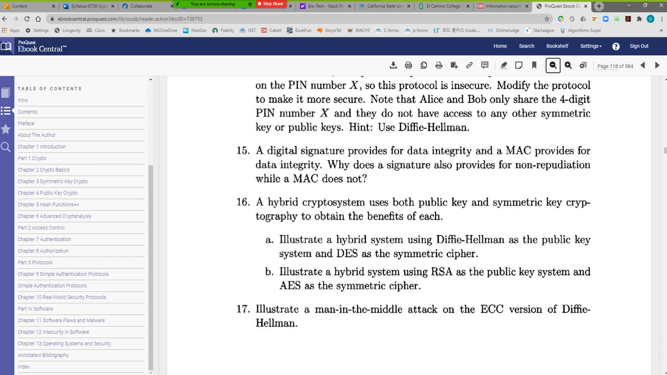Okay, so the digital signature provides data integrity, and the MAC provides data integrity. Yes, both of them actually provide data integrity. So what does a signature also provide? Why does a signature also provide non-repudiation while MAC does not? Please think about it.